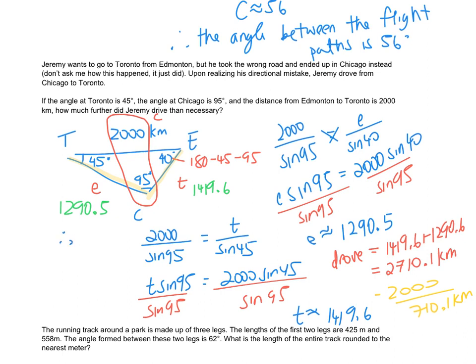So therefore, Jeremy drove an extra 710.1 kilometers for that silly mistake and not being careful with his directions. So that's it. So make sure for this, when you do read carefully, to finish off the final piece. Some people might have just stopped at solving for E and T and then wrote their therefore statement, but we did need to compare the two distances, what he actually drove and the straightforward distance.